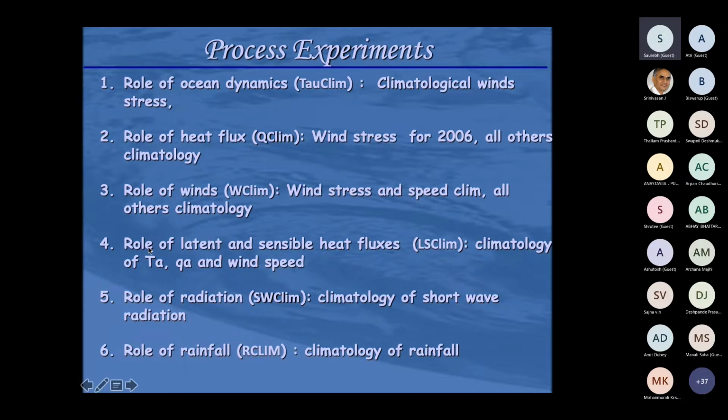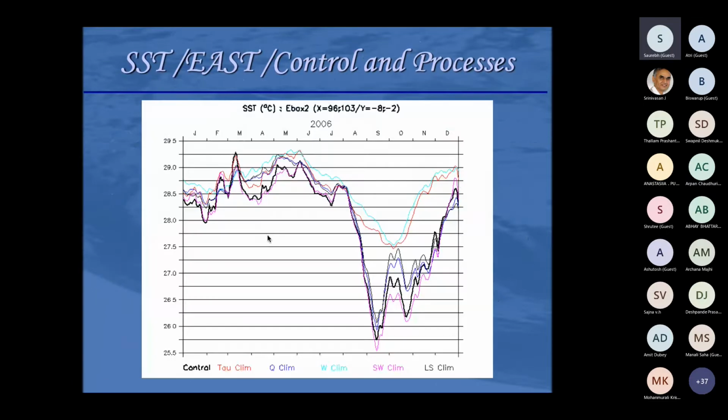Then similarly, we can identify the role of latent and sensible heat fluxes, and that is called LS climb, with climatology of air temperature, humidity, and wind speed. And then we can also identify the role of radiation by keeping the short-wave radiation as climatology. We can also identify the role of rainfall by keeping the climatology of rainfall. So these are 6 separate experiments. All these experiments are done for the year 2006 to identify what processes led to the formation of the IOD event. So this is a very simplified figure.